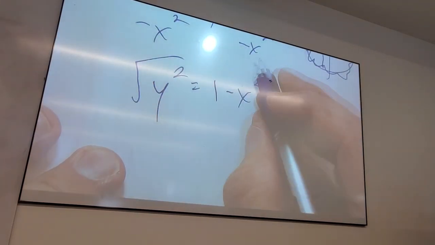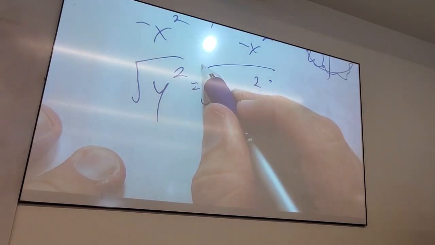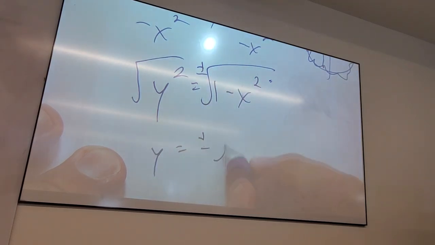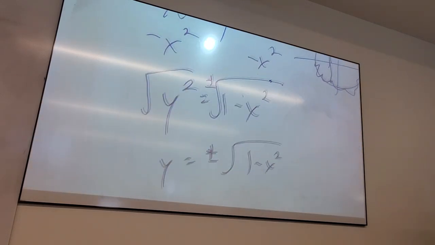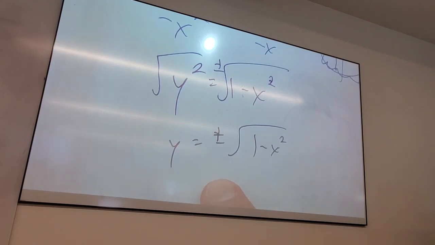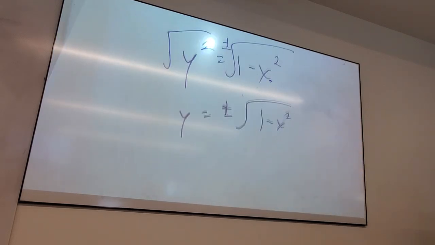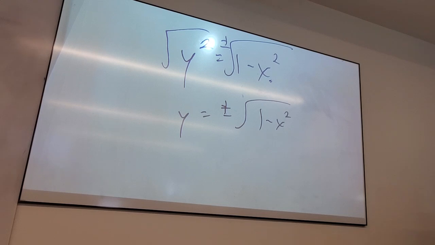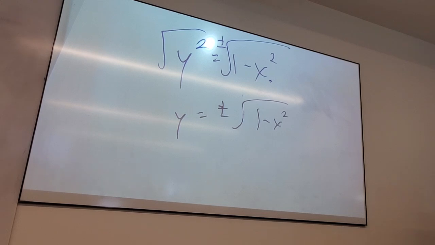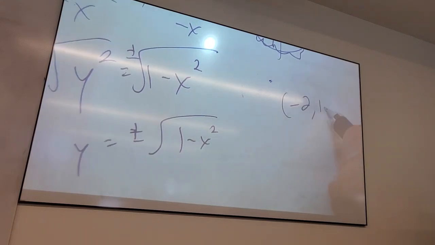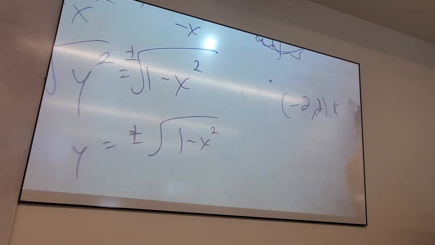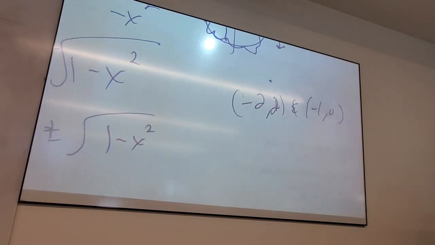So when I take a square root, what do I need to put? Plus or minus. Do you now understand why there's a plus or minus there? If it didn't have the plus and the minus, I wouldn't get the top and the bottom half. Which one am I going to pick for this problem? Positive, because it told me the top half. Okay, I like it. And now all you have to do is figure out the line between -2, 2 and -1, 0. So get the slope, figure out what b is, right?